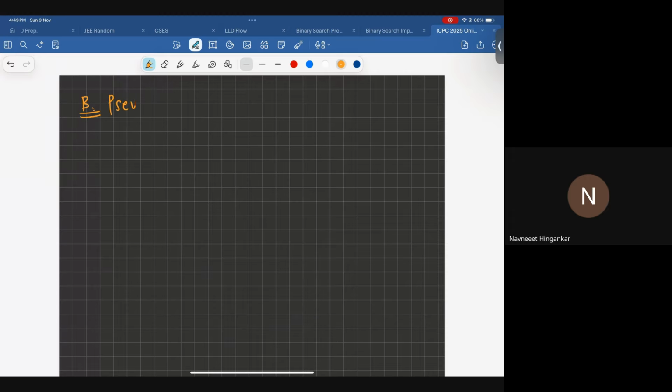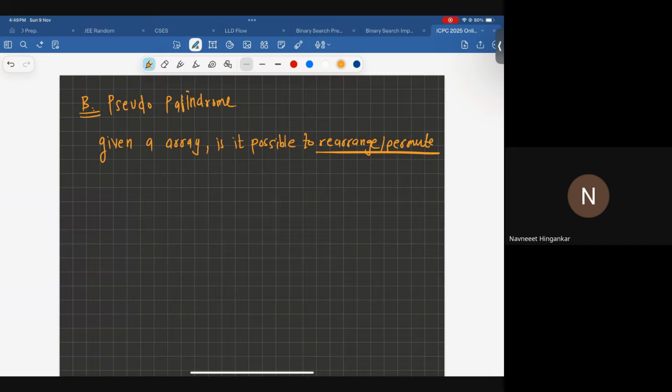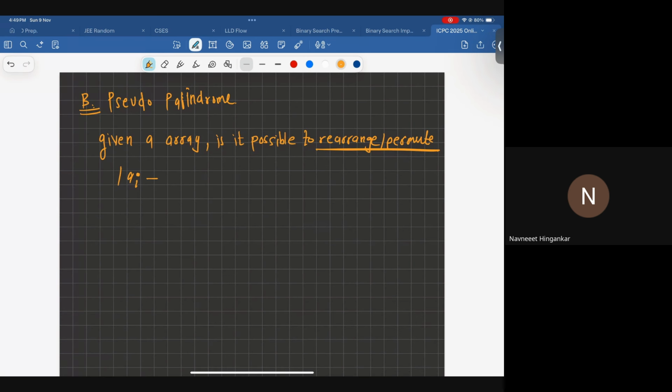So this task is pseudo palindrome. The task asks us, we are given an array, is it possible to rearrange or permute it such that the cost of the reflection around the symmetric axis, whatever the n plus 1 minus i, because n by 2 is the symmetric point, right?